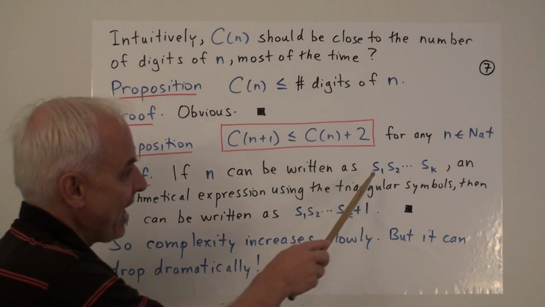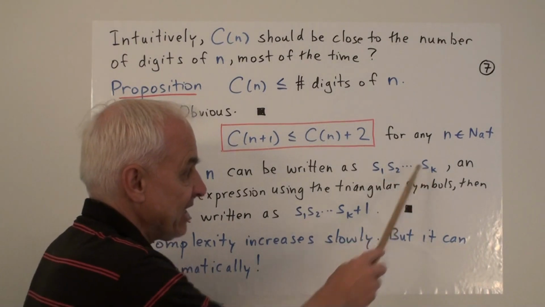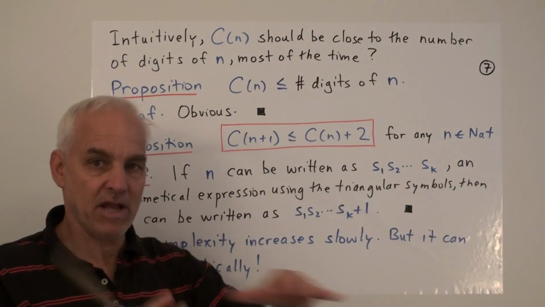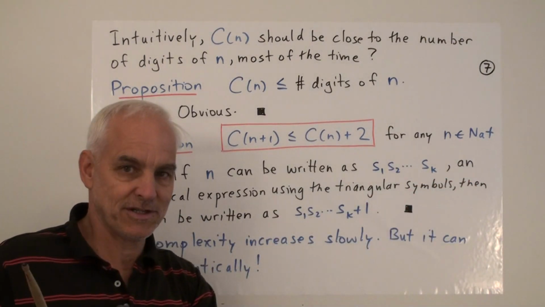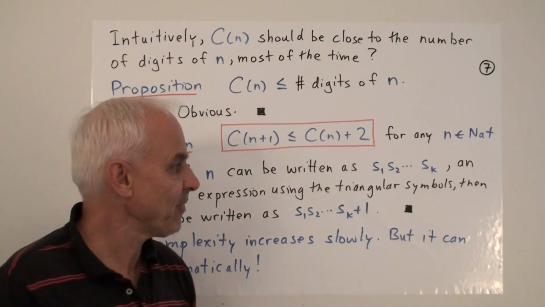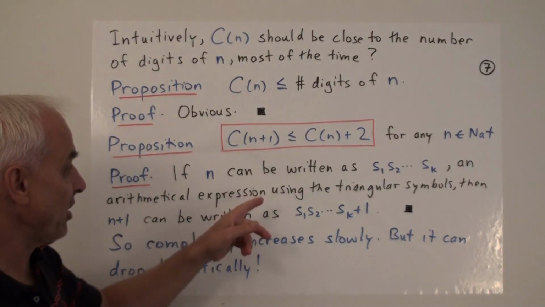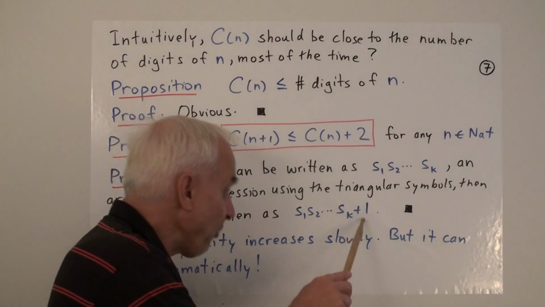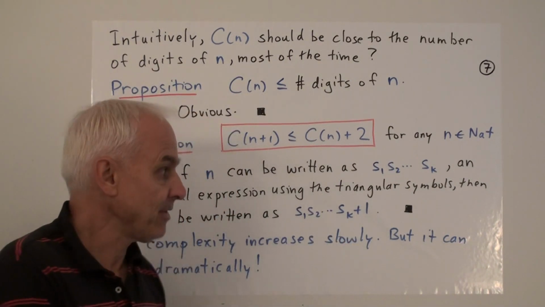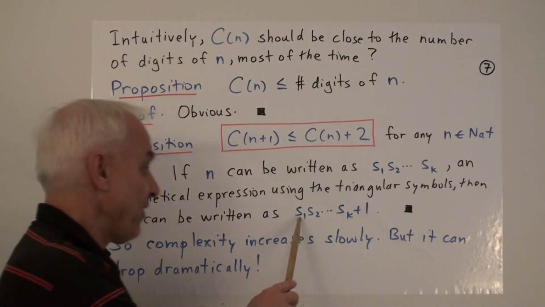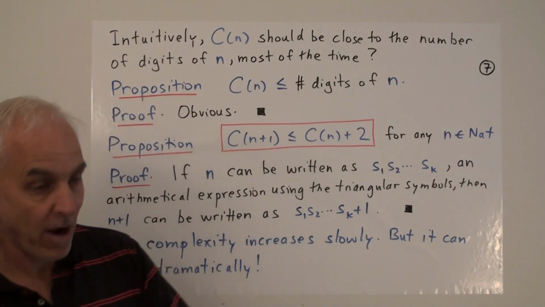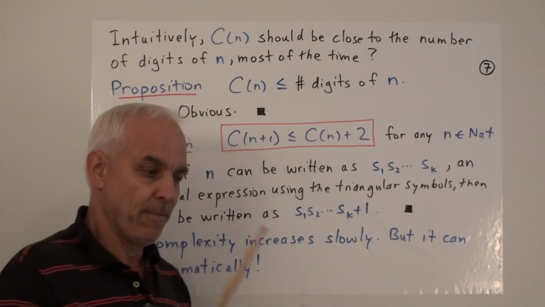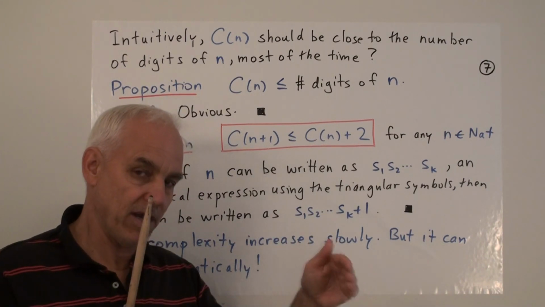If n can be written as an arithmetical expression involving the k symbols, say S1, S2 up to Sk, so that's some arithmetical expression involving our various symbols, digits, operators, brackets, then an arithmetical expression for n plus 1 can be obtained just by taking the expression for n and adding the symbol plus 1. So that's an arithmetical expression for n. Then this will be an arithmetical expression for n plus 1. And this has 2 more symbols than this one does. So the maximum increase going from n to n plus 1 is 2.